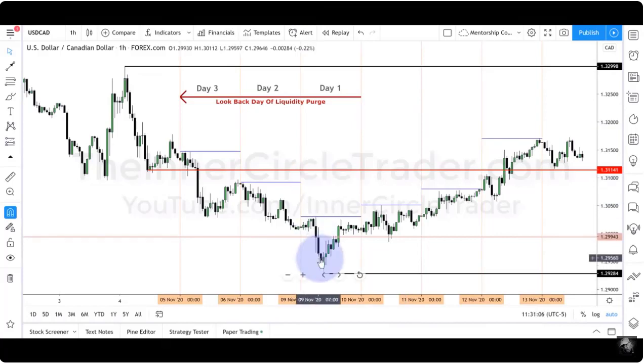The day of the purging, in other words, the day it runs below that old daily low, when that happens, we count that as day one. Okay, that's day one of that event of purging. We wait to see if it goes higher and reverts, not reverses.